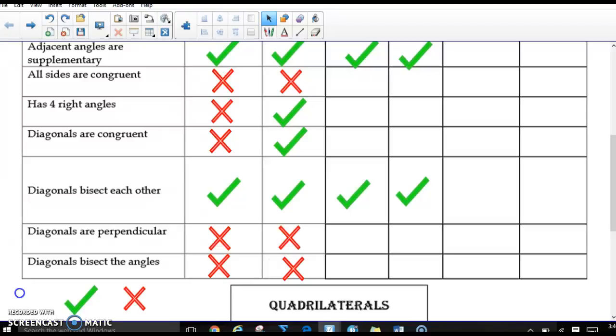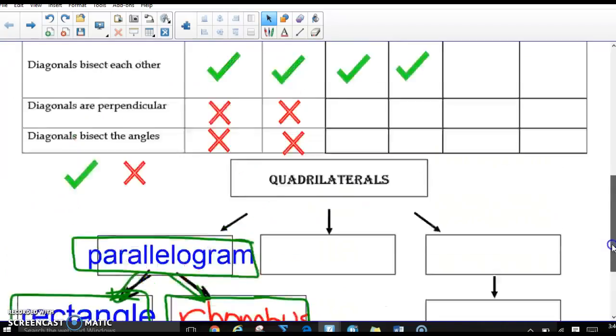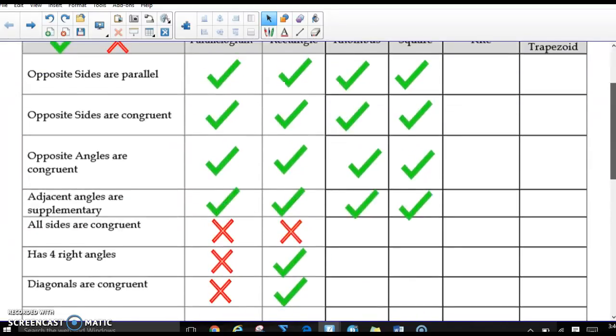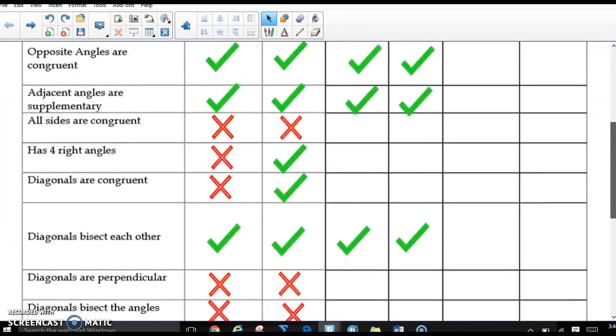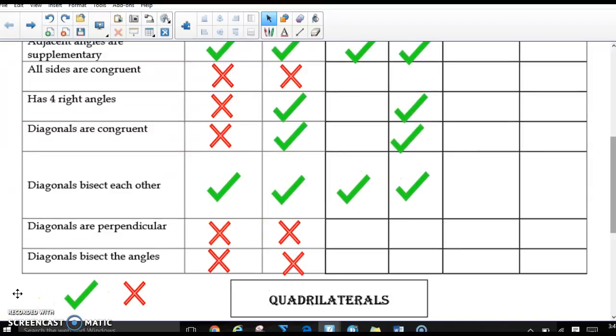All the rules of rectangles trickle down to what word? Well, if I look down here, all the rules of rectangle trickle down to square. So anything that's true for a rectangle is true for a square. So anywhere I see a check mark, put a check mark in for a square. Do that now. Here's where your check mark should be.